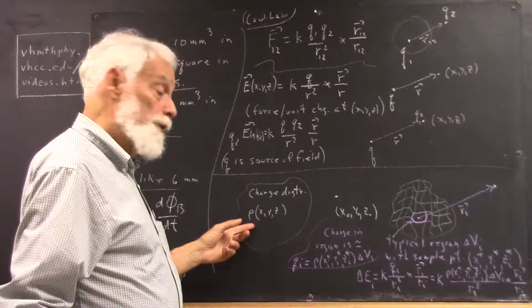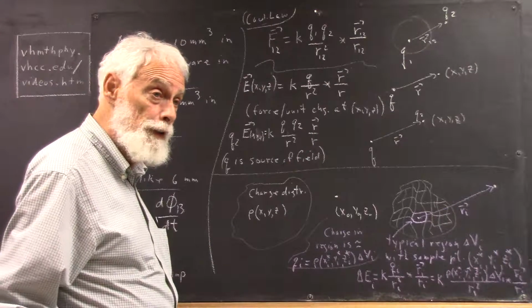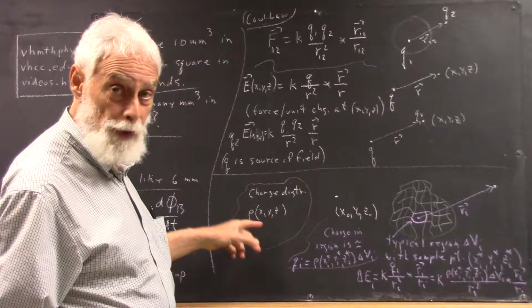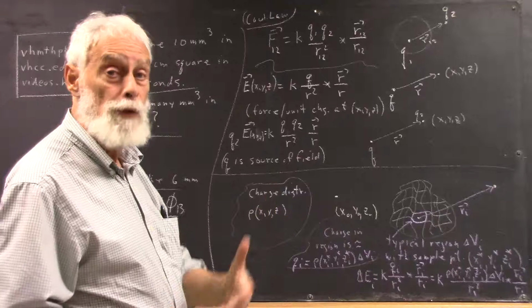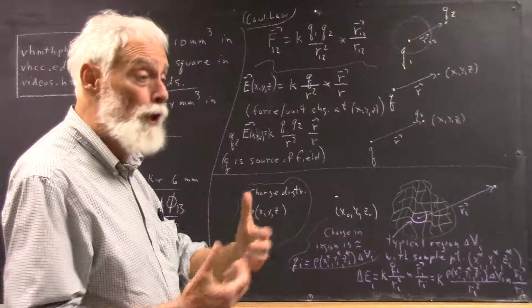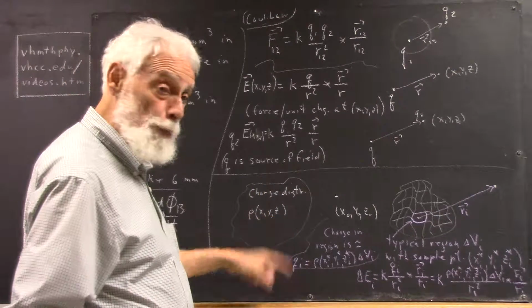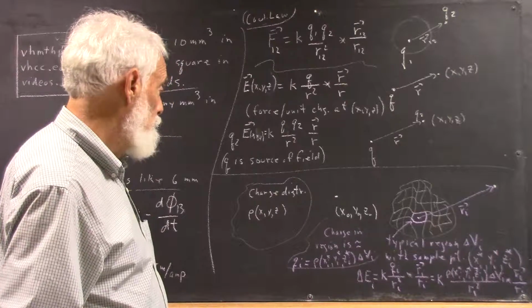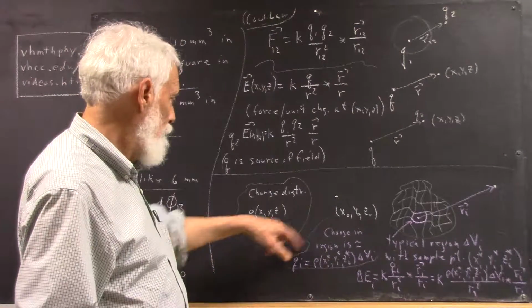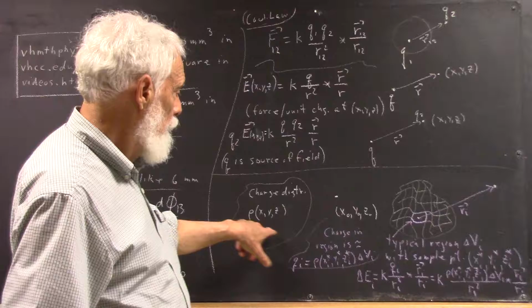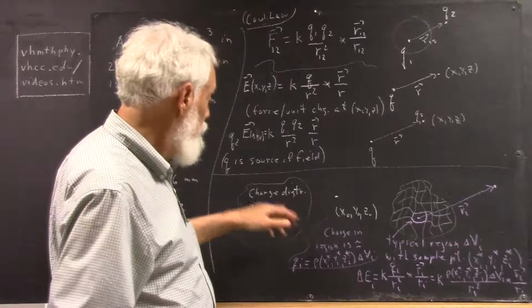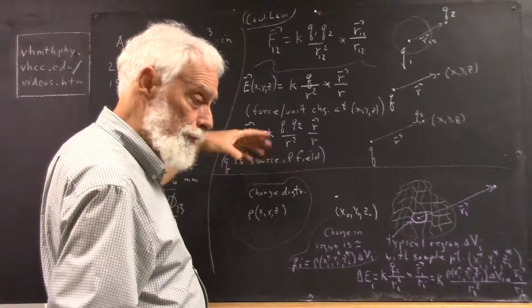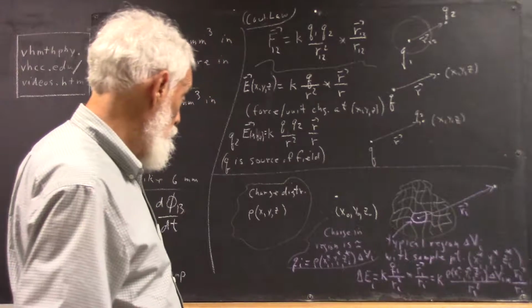If you have a charge distribution, rho of x, y, z, rho being the charge density, the density of charge per unit volume, the amount of charge per unit volume at that point. Then if we have some charge distribution here, we have rho of x, y, z again, at any point x, y, z within this cloud of charge or whatever it is.